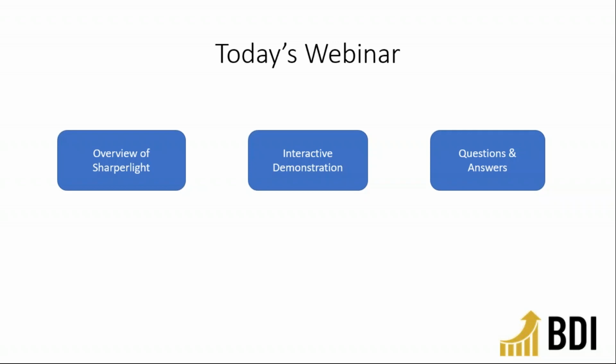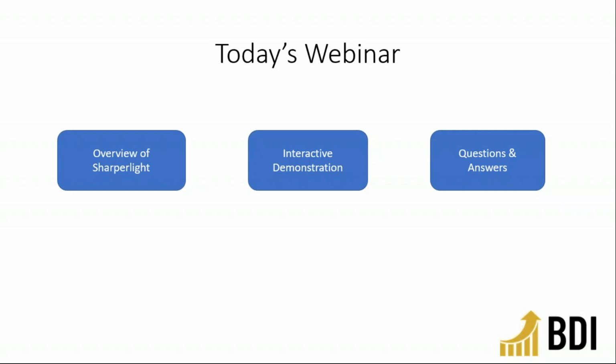In terms of the commercial models, you can procure Sharperlight on an individual license basis and pay annual support, or you can pay on a monthly SaaS type model where we can combine our services and our expansion pack into a single sort of subscription.